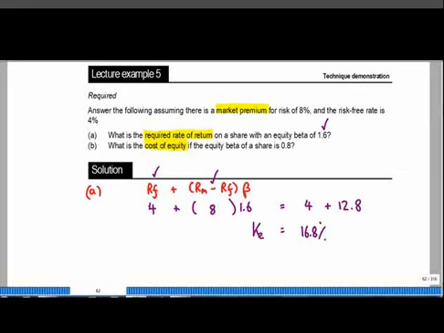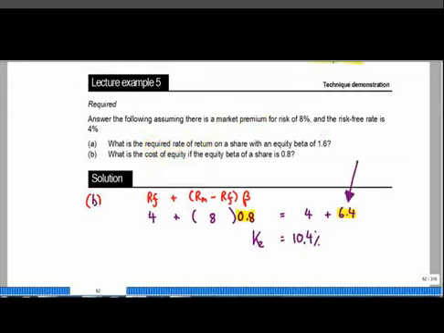Okay, so this time putting in the beta of 0.8, 0.8 times 8 is 6.4, then add the 4, and we've got a cost of equity in part B of 10.4. And this shows that shareholders will expect a different return depending on the level of risk that a particular company has, and we're now measuring risk with this very important concept of a beta factor.